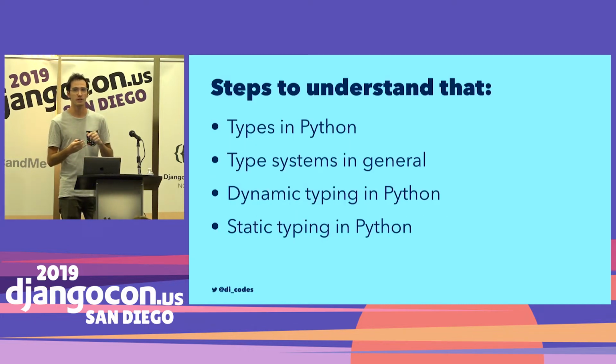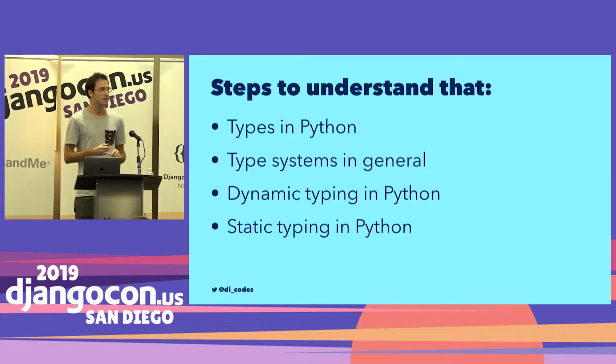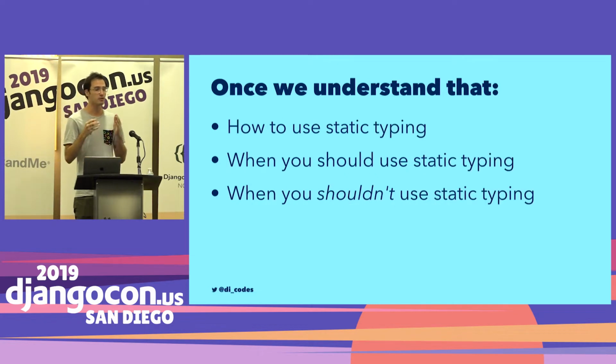The steps to understand and answer that question are basically this. We're going to talk about types in Python, type systems in general, dynamic typing in Python, and then static typing in Python. And then once we understand what static typing in Python means, we'll talk about how to use static typing, when you should use it, and when you shouldn't use it.